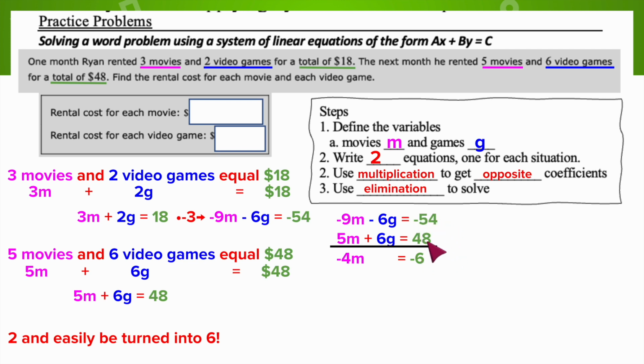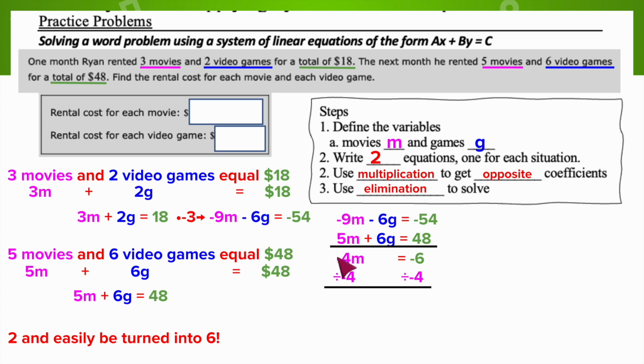Because they are opposites, I do subtract, and the bigger number decides my sign, or it helps me know what my sign will be. Now I'm going to divide by -4 on both sides because I want to undo that multiplication. Don't forget to take the negative sign with this.